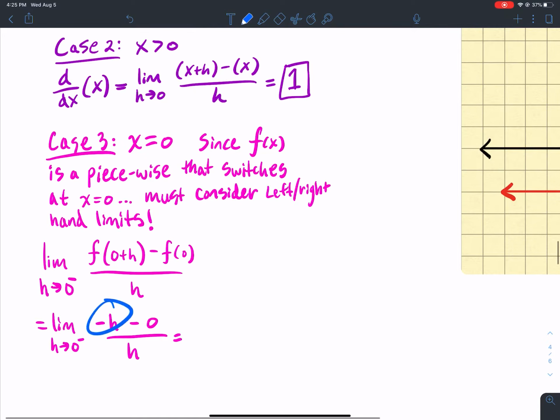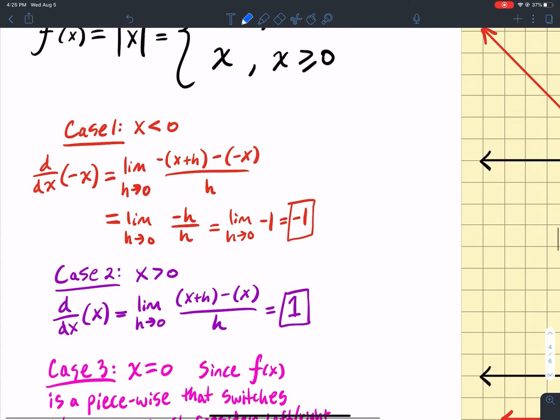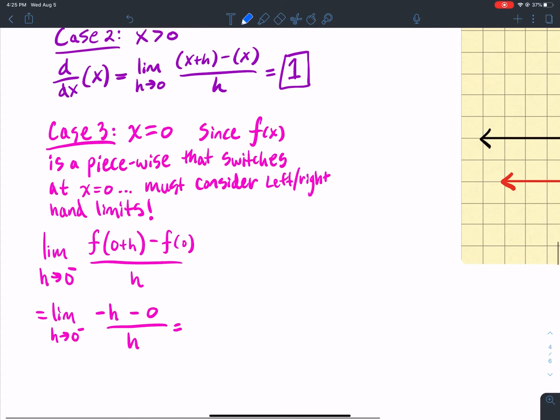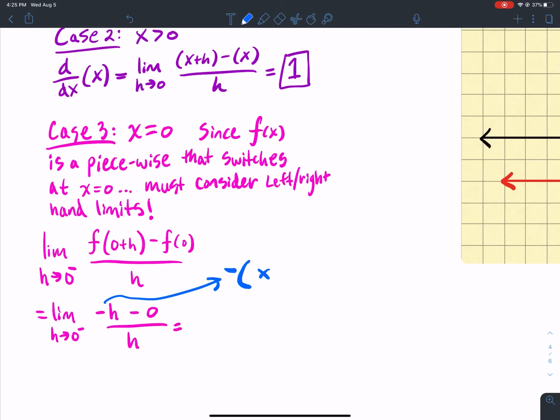And so what does this become? This becomes negative h minus 0. Okay, why is it negative? Because for x less than 0, I have negative x. So technically this would be negative, x plus h, right? That's what we had written. But here, instead of x, I had 0 plus h. So that's where that negative h is coming into play. And then minus your 0. We used to have minus x, but x here is 0, so that's minus the 0 right there.